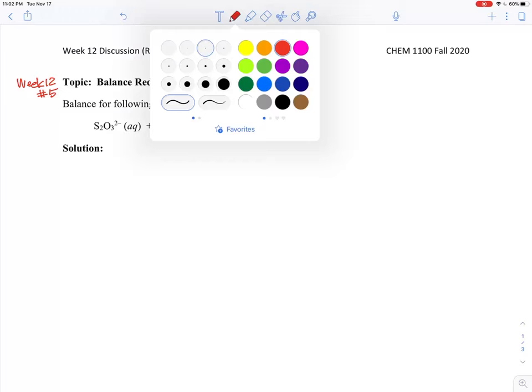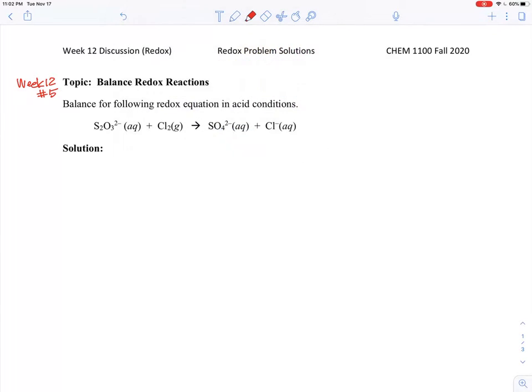This redox reaction, let me just show you here. First of all, it is in acidic condition. So it is either acidic or basic, and in this case it is an acidic condition. The first thing you need to do is separate this into two half reactions.